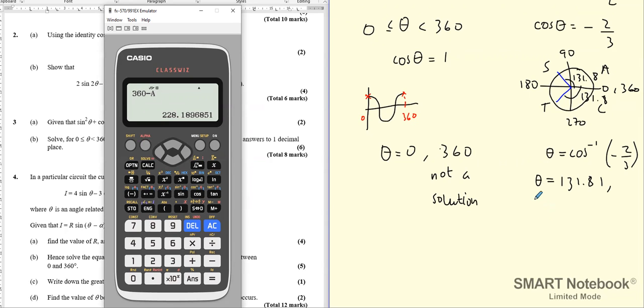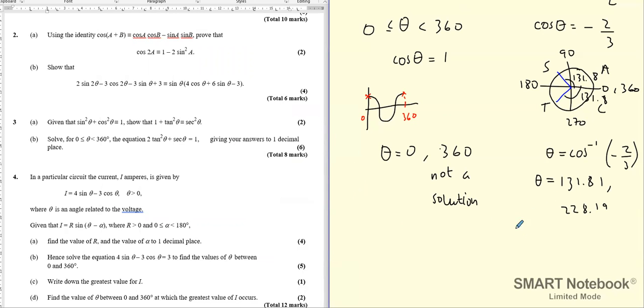We get 228.19, I guess, yeah. But the question, if you read it carefully, says give your answers to 1 decimal place. So you don't want to lose marks on being too accurate. So 131.8 and 228.2. Okay, so that was a fairly standard question. Nothing too difficult really about that.